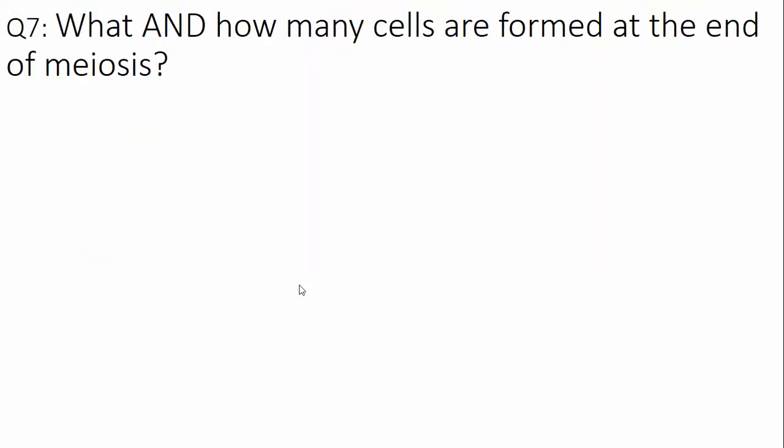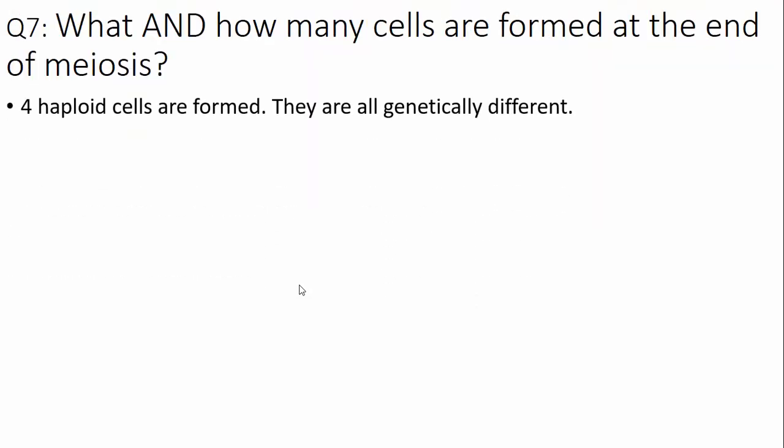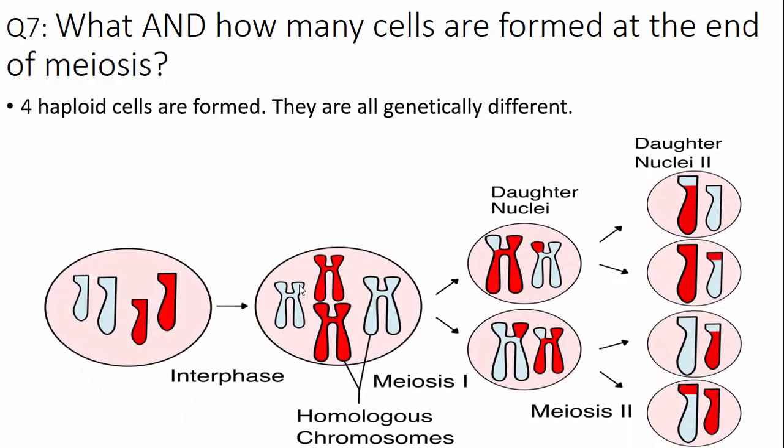Okay, number 7. What and how many cells are formed at the end of meiosis? Well, 4 haploid cells are formed, and they are all genetically different. And haploid cells are gamete cells, which we'll talk about in just a minute. So here's an example of meiosis. It's gone through meiosis 1, so prophase, metaphase, anaphase, telophase the first time. Meiosis 2 is prophase 2, metaphase 2, anaphase 2, telophase 2, and at the end, we wind up with 4 gamete cells, or 4 haploid cells that contain a single set.